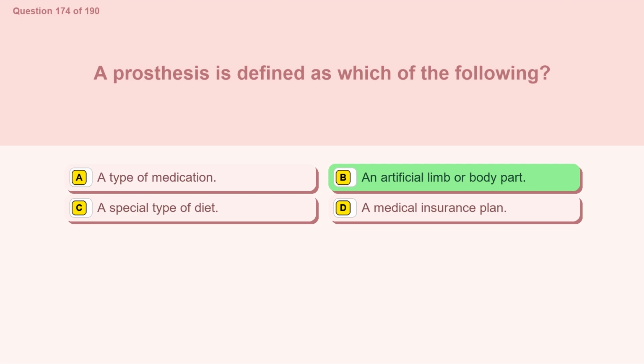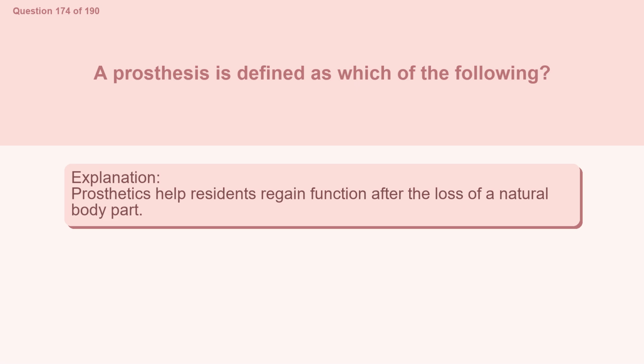The correct answer is option B. An artificial limb or body part. Prosthetics help residents regain function after the loss of a natural body part.